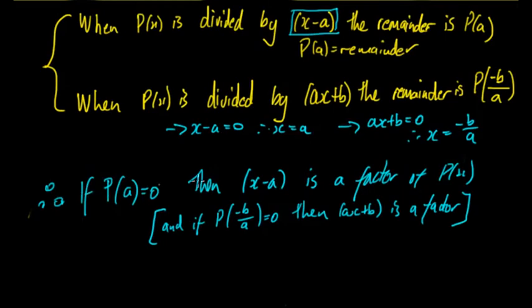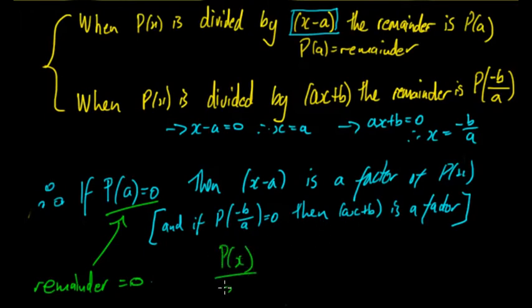So the important observation from this is that if p(a) is equal to 0, therefore the remainder is equal to 0, then x minus a is a factor of p(x). And it's a factor because if there's no remainder, then that polynomial can be divided by the other polynomial. Then you'll just get a quotient, i.e. another polynomial. So p(x) over x minus a will just give you another polynomial, sort of x^4 plus 3x^2 minus 2x, for example.